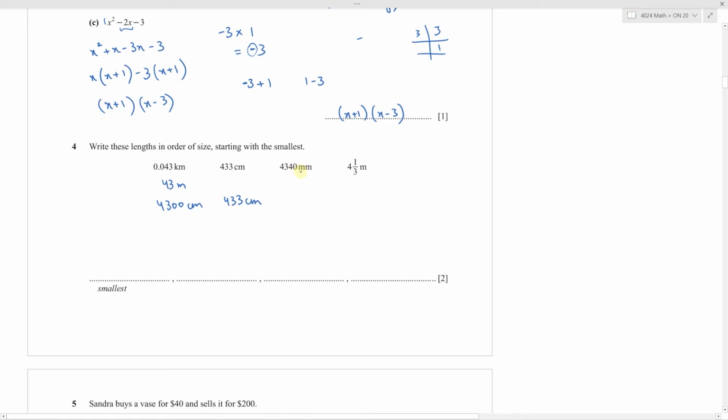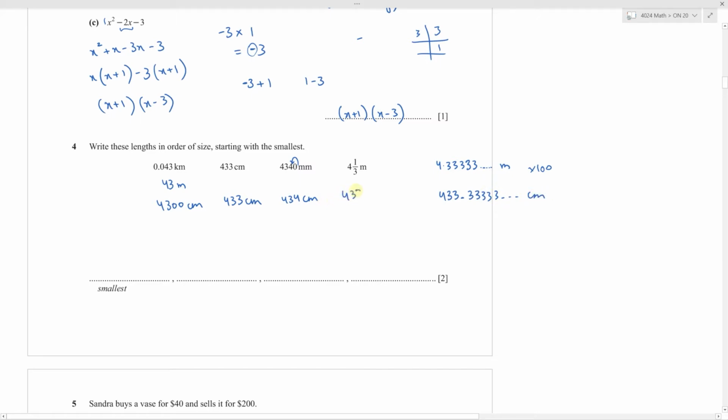And then I can divide this by 10 to get centimeters because 1 centimeter has 10 millimeter. So the decimal will move here. So this will be 434 centimeter. And 4 whole 1 by 3 is 4.33333 meters. These threes basically continue forever, and then meters. So now to convert it into centimeter, I will multiply it by 100. So the decimal will move 2 places to the right. So this will be 433.3333 and so on centimeters.